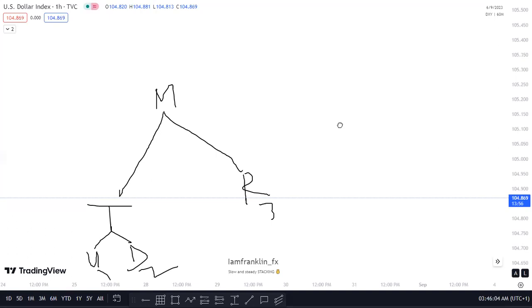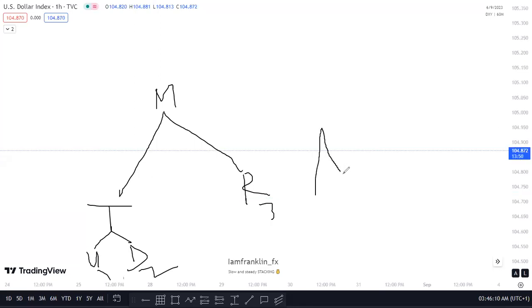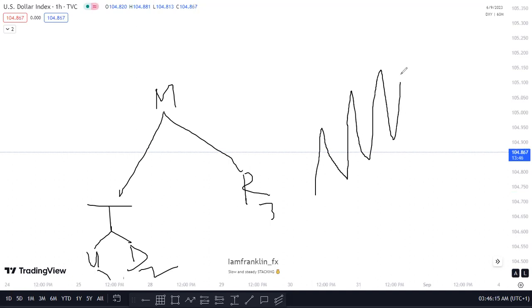It goes up small and then comes down. It goes up small and then comes down. That's just how the market does.